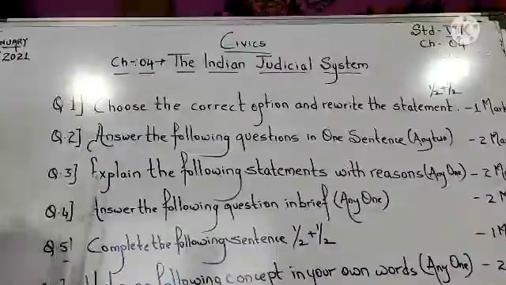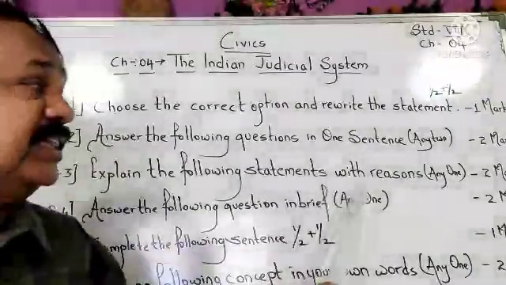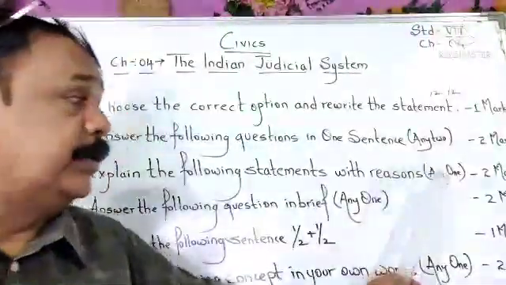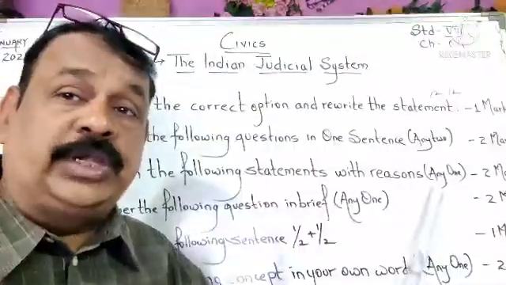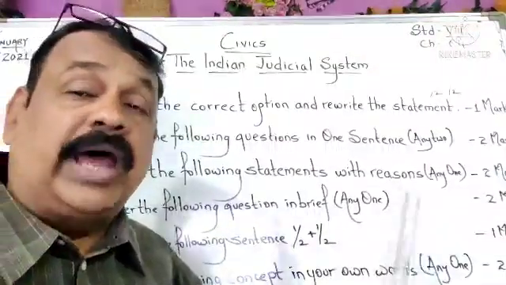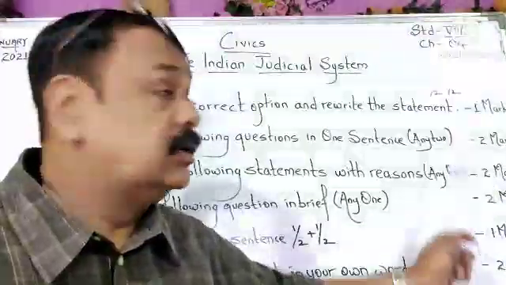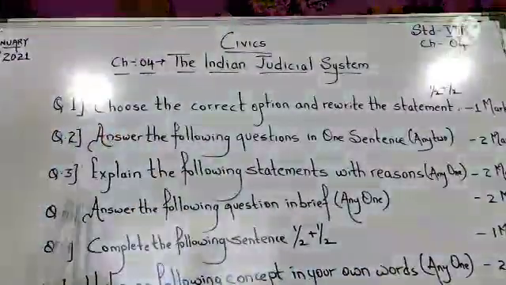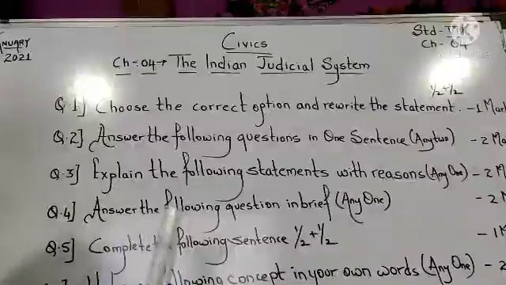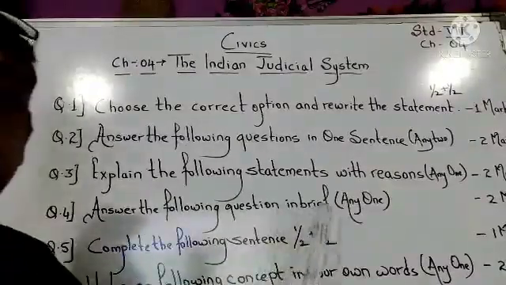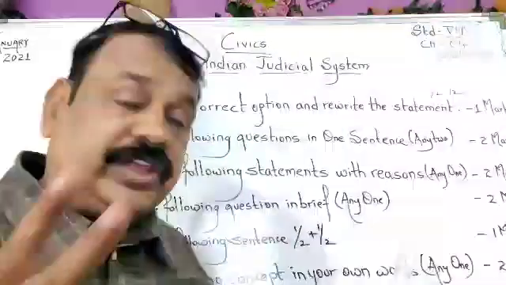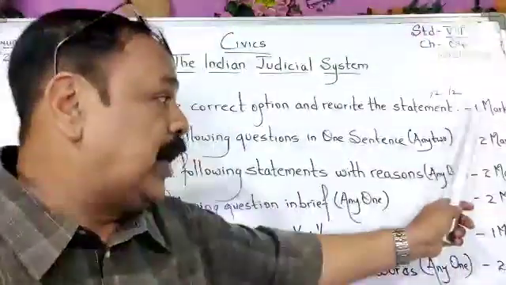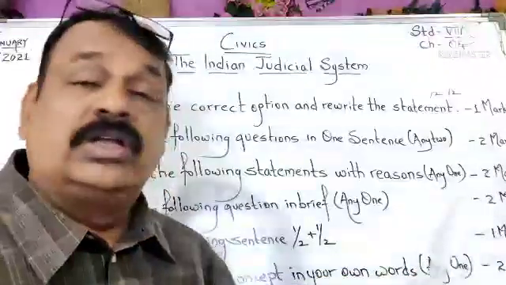Question number 3. Explain the following statement with reasons. You have to state it with reason. You will be given 2 questions and you need to write only 1. And this 1 answer carries 3 marks. So 2 plus 3 is 5 marks. Now question number 4. Answer the following question in brief. Any one. That means you will be given 2 questions. You have to write any one, which carries 2 marks. So 5 plus 2, 7 marks.